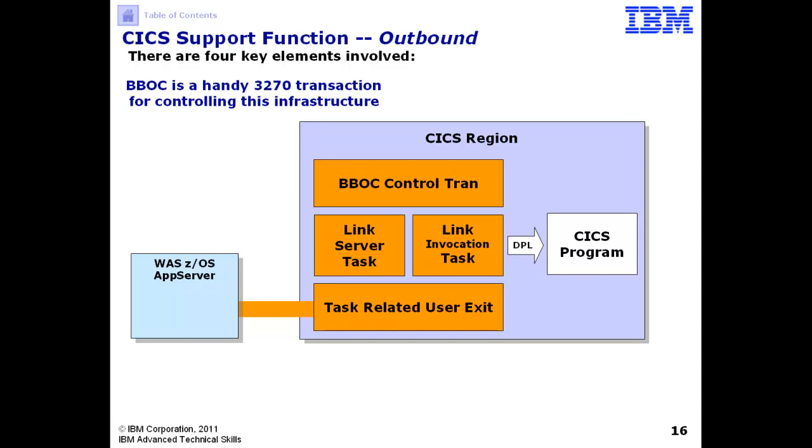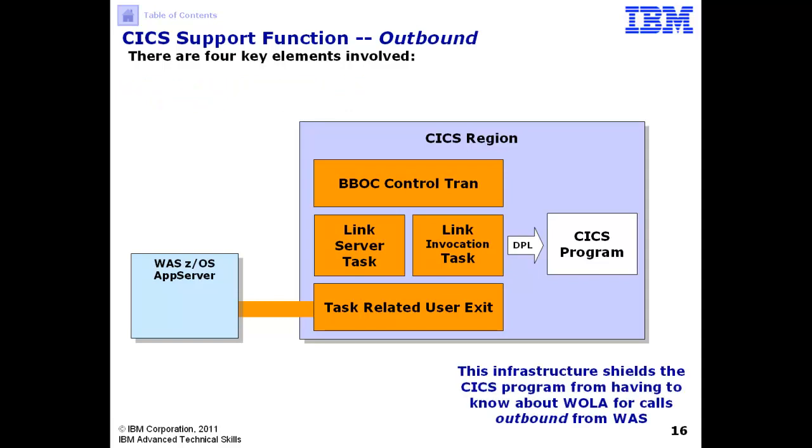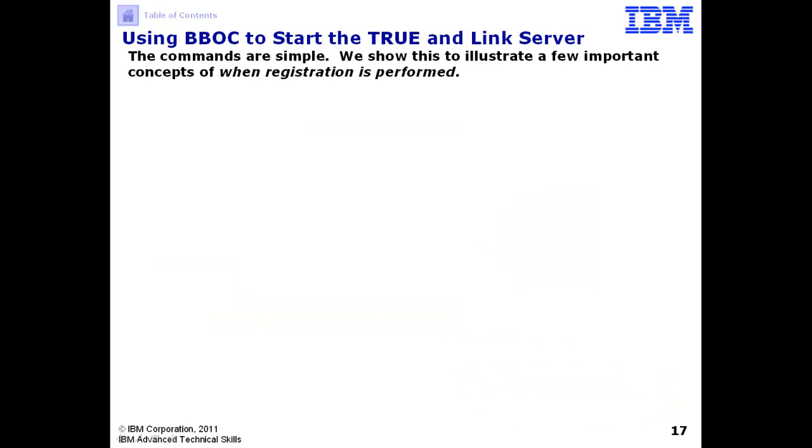In addition, there is a control transaction called BBOC that provides a handy way to start the TRU and the link server task. Did you notice we did not mention the Wola native APIs at all? The link server task and the invocation task shield your CICS program from having any awareness of Wola. Provided your CICS program is capable of being invoked with a direct program link using either COMMAREA or channels and containers, then your CICS program remains unchanged. BBOC is a 3270 screen transaction supplied with Wola. We will review the BBOC commands here because it illustrates an important point about when registration takes place.